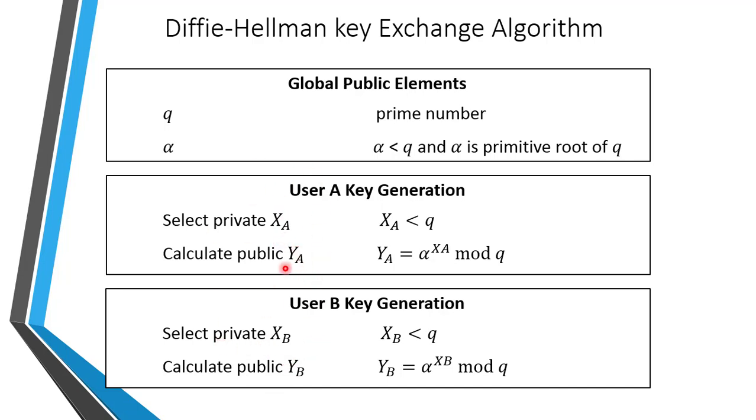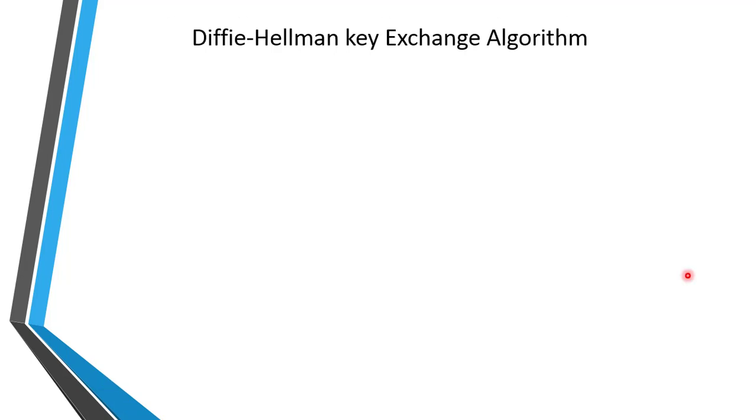So we have two global public elements, q and alpha. After that, user A has its private key XA, and then calculates the public key YA using that XA. In the same way, user B has its private key XB and calculates the public key YB using his private number XB. After that, this public key YA is given to user B, and user B's public key YB is given to user A.